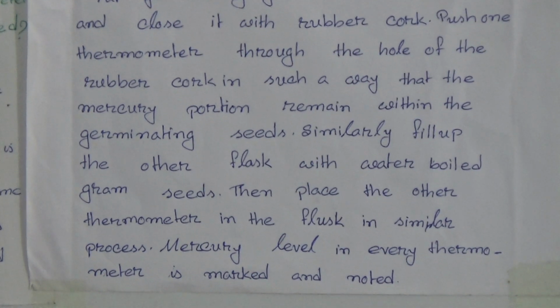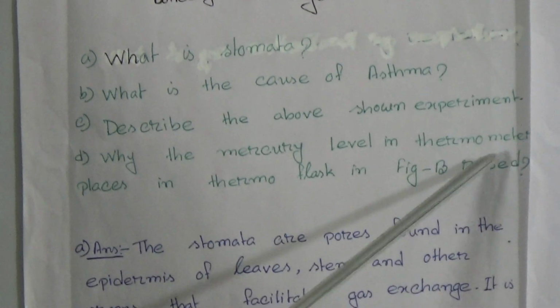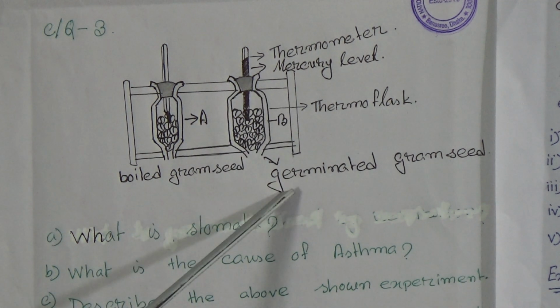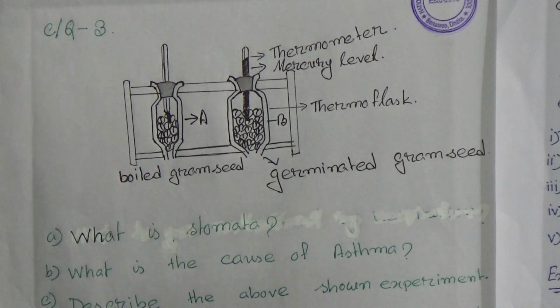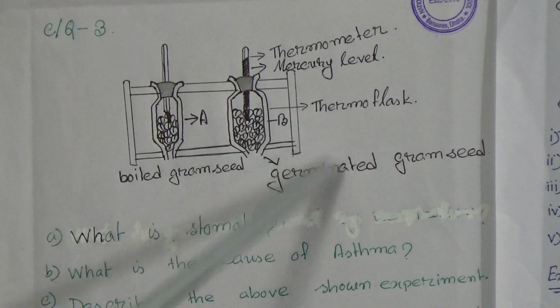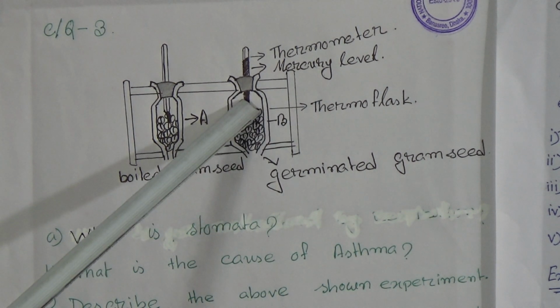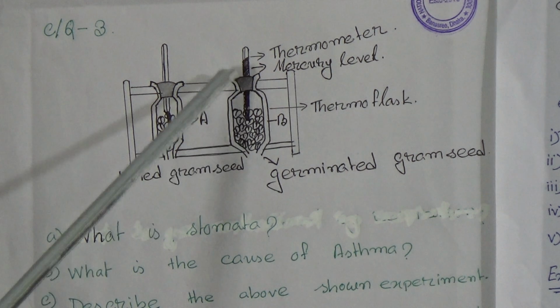Now question number D. Why does the mercury level in the thermometer placed in the thermoflask in figure B rise? We know that in figure A thermoflask there are boiled gram seeds, and in figure B there are germinated gram seeds. So these boiled gram seeds do not do any kind of respiration, but in the germinated gram seeds thermoflask they respire. After the respiration process the temperature of this thermoflask will rise. Then the mercury level of this thermometer will also rise.